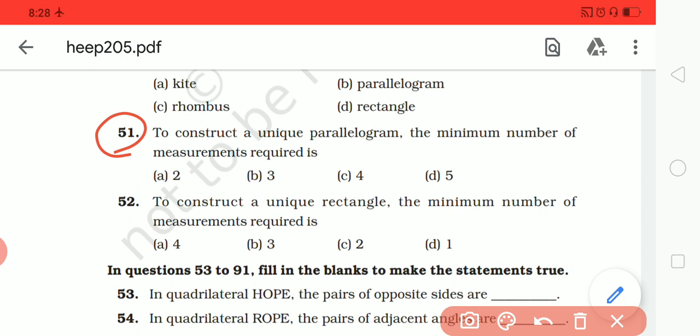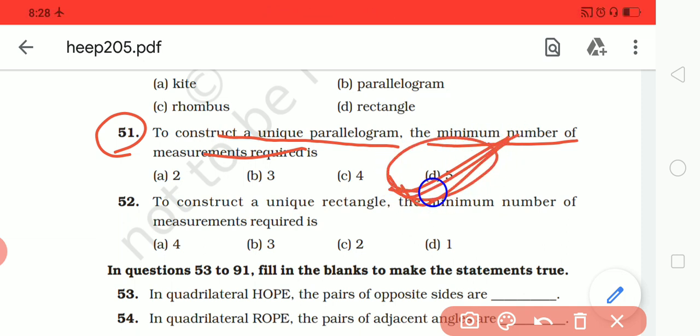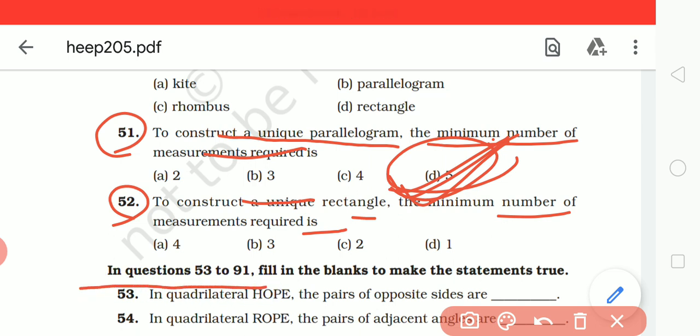So 51. To construct a unique parallelogram, the minimum number of measurements required is 5. I told you 5 measurements are required to construct any quadrilateral. 52nd question. To construct a unique rectangle, the maximum number of measures required is also 5. Okay, here you know that opposite sides are equal. So if you have been given length and breadth, only these two things are required to construct the rectangle, right? You know that 90 degrees is the angle, so the angle you already know. So two minimum things, right?